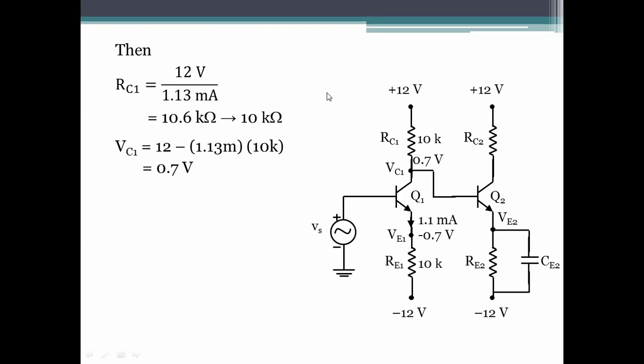So we say RC1 is 12 volts, which is the voltage drop across this resistor, divided by 1.13 milliamps. That comes to be 10.6 kilo ohms. But we don't have 10.6, so we'll make it 10. If we make it 10, then the actual VC1 we'll get is 0.7 volts, which is okay. So this becomes our first stage now: 10 kilo here, 10 kilo here. The collector voltage is plus 0.7 volts. That is what goes to the base of the second stage.